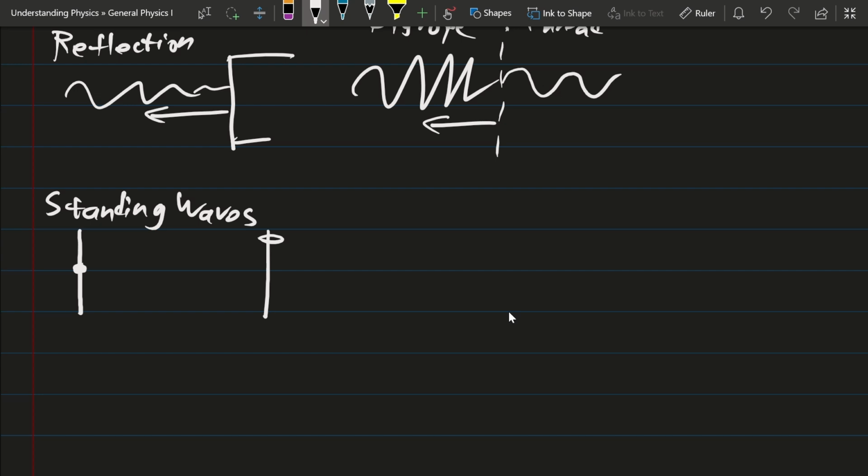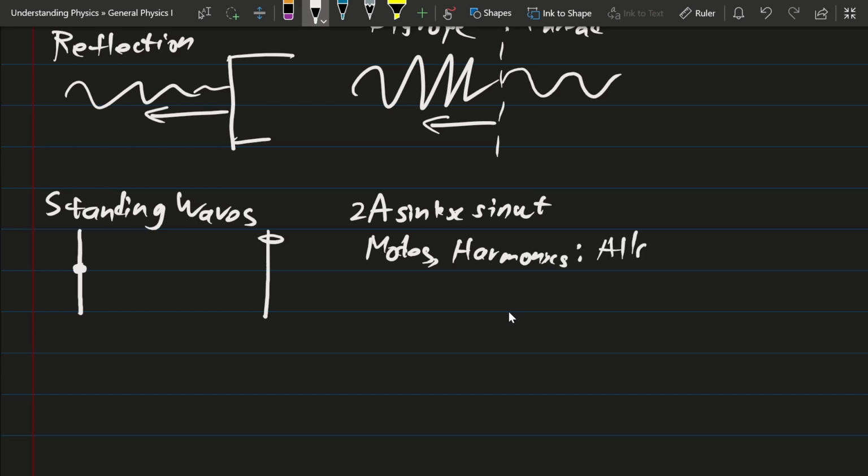So for a standing wave, the general way for you to write it is 2a sine kx sine omega t. But there are only certain solutions for these equations, depending on the omega as well as the k. So there are certain terminologies that I want you to understand when talking about standing waves. So first is that we want to talk about modes or harmonics. So basically, these are allowed solutions.